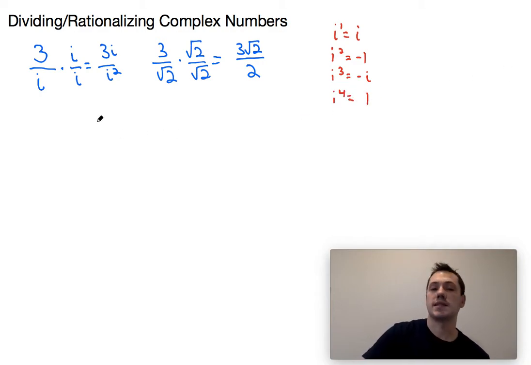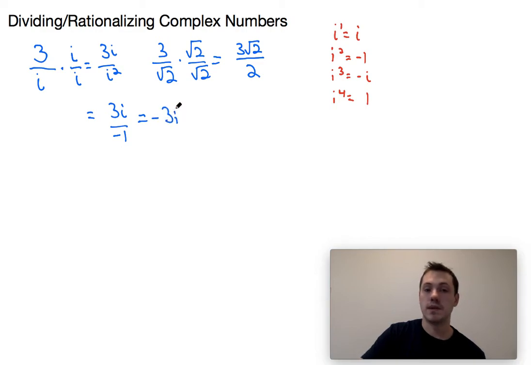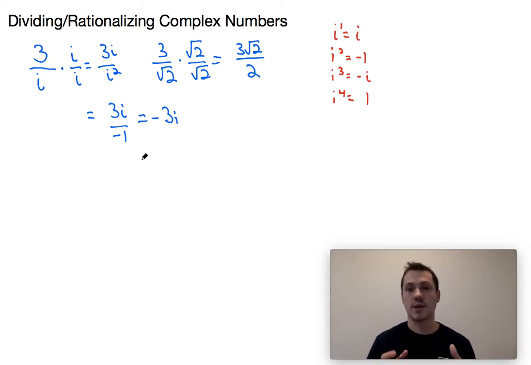So what we can do is just take that bottom number and turn this into 3I over negative 1, which is just equal to negative 3I. And that's how we would do a problem like that. If there's only I, or a number multiplied by I, in the denominator, we simply multiply the top and the bottom by I over I, just like what we would do with radicals.